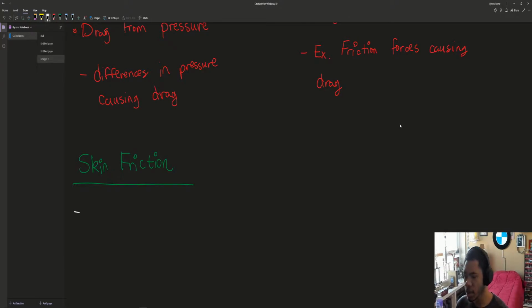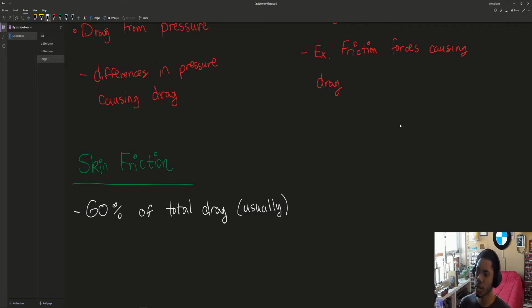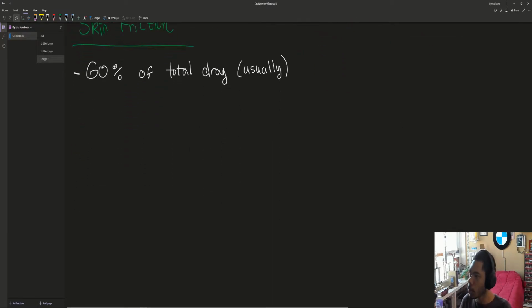Now, the biggest thing we need to know about skin friction drag is that, on average, especially on airliners, it is usually about 60% of the total drag. It is the highest contributor to the overall drag you will have on your aero vehicle. Okay.